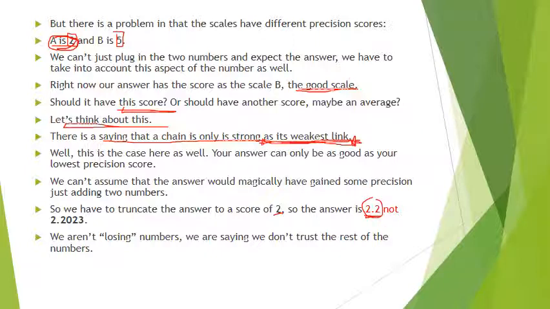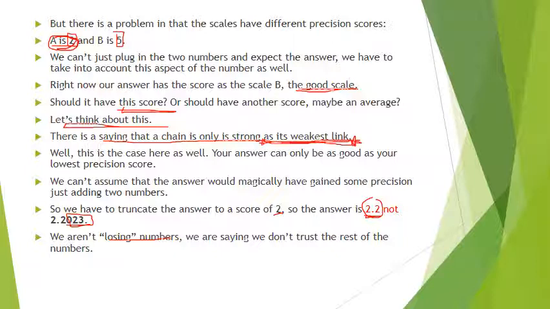Now some students get upset and go, well, what happened to the other digits? Well, nothing happened to them. You just can't trust them, all right? And the reason you can't trust them is because of the slow guy, all right? So you're not losing numbers. We don't trust them.